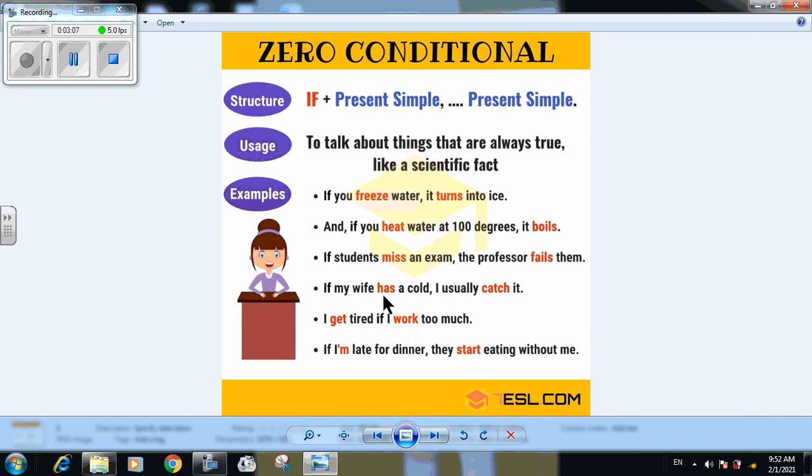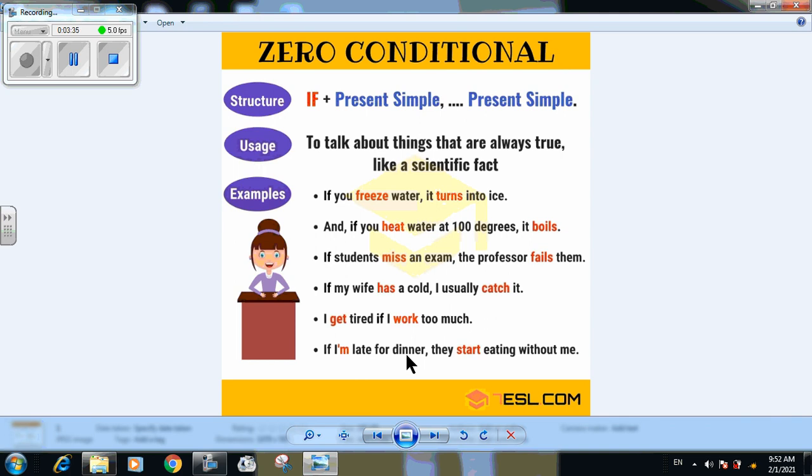If my wife has a cold, I usually catch it. I get tired if I work too much. Here, if is in the middle, and we don't put comma. The two sentences are also in the present simple tense. If I'm late for dinner, comma, they start eating without me. And I can say, they start eating without me if I'm late for dinner.